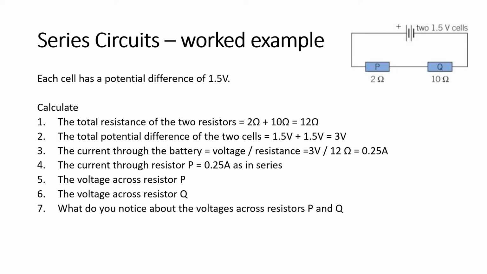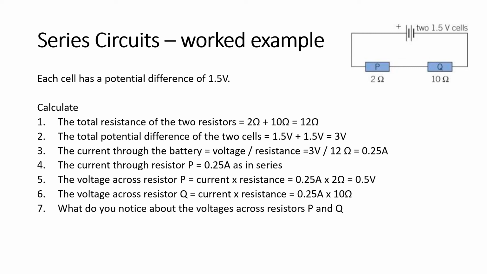This allows us then to work out the voltage across resistor P, as we know the current through it and the resistance across it. So we can work out the voltage using current times resistance. 0.25 amps times 2 ohms gives us 0.5 volts. We can do something similar for resistor Q. The current through it again is 0.25 amps. So as we know the current and the resistance, we can multiply them together. 0.25 amps times 10 ohms, and this will give us 2.5 volts.